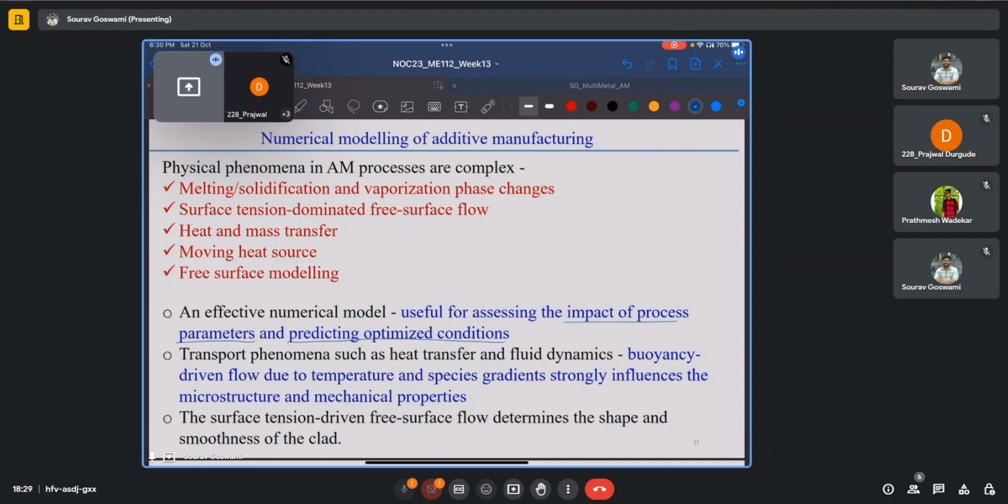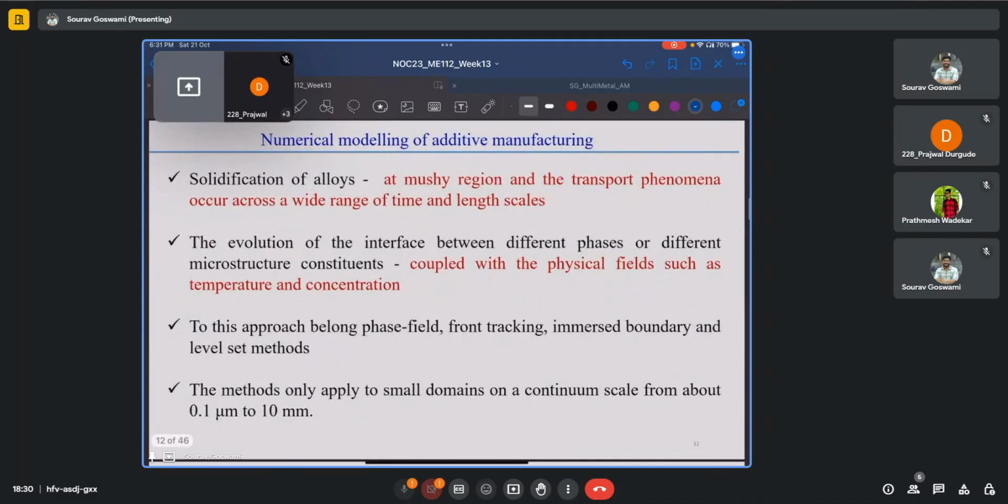Again, the surface tension driven free surface flow determines the final surface and smoothness of the clad. So the final geometry of the deposited bead or the geometry of the part will be decided by certain inherent factors, and these are especially useful in the cases where we're trying to predict part distortion or the final part geometry or even residual stresses. The solidification of alloys becomes especially important at the mushy region, which has a mixture of the liquid and solidified phases, and the transport phenomena may be seen to occur across a wide range of time and length scales.